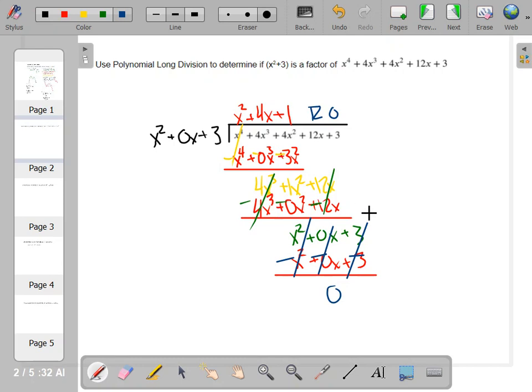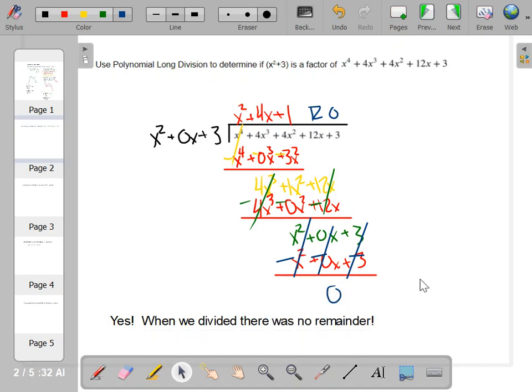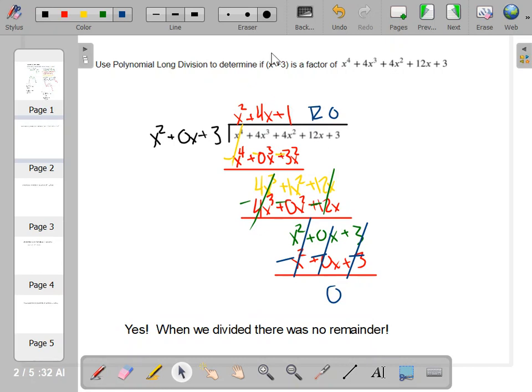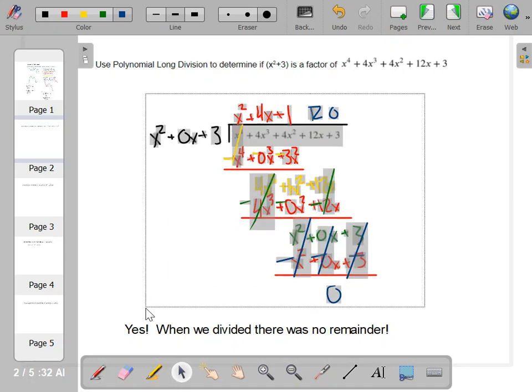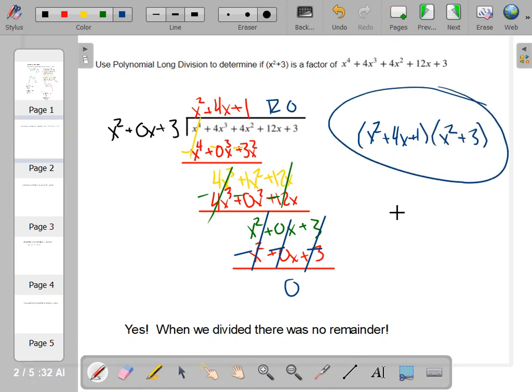Now the question is, is x squared plus 3 a factor? And the answer is yes, because when we divided, there was no remainder. If there's no remainder, that means you're talking about a factor. So x squared plus 3 is a factor of this. And in fact, if I wrote my answer as quotient times divisor, let me go ahead and do that. Quotient is x squared plus 4x plus 1 times my divisor, x squared plus 3. Not only is it factorable, I factored it. So we're good. If I wanted to find zeros, I would use the quadratic formula, but I don't care to do that right now. It is a factor because the remainder is 0.